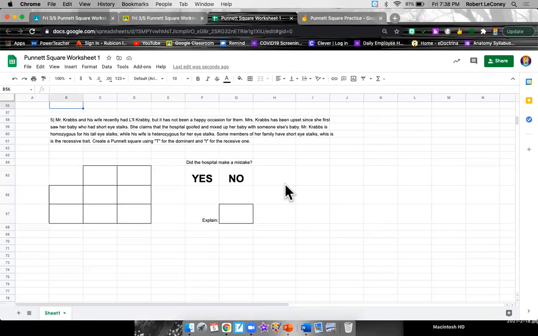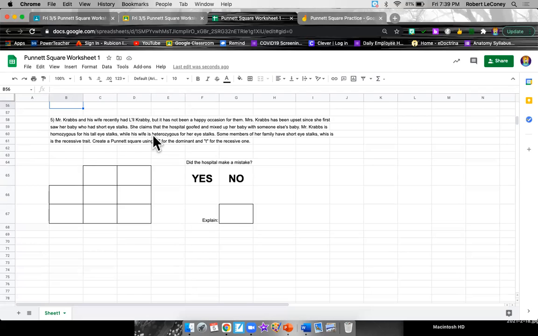And now number 5, this one is interesting. Mr. Krabs and his wife recently had little Krabby, but it has not been a happy occasion for them. Mrs. Krabs has been upset since she first saw her baby who has short eye stalks. She claims that the hospital goofed and mixed up her baby with someone else's baby. Mr. Krabs is homozygous for his tall stalks, right? That means he has 2 of the same, homozygous. Whatever his alleles are, they're the same ones, twice. We don't know if it's dominant or recessive yet.